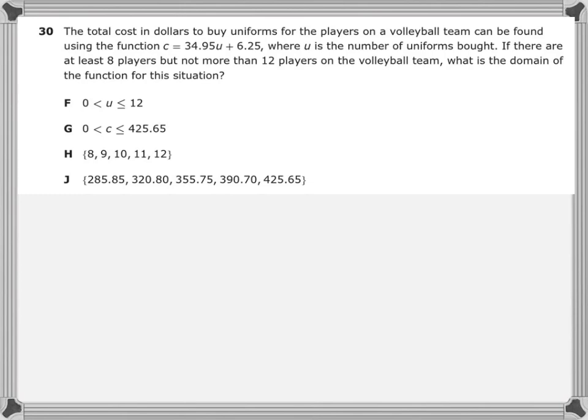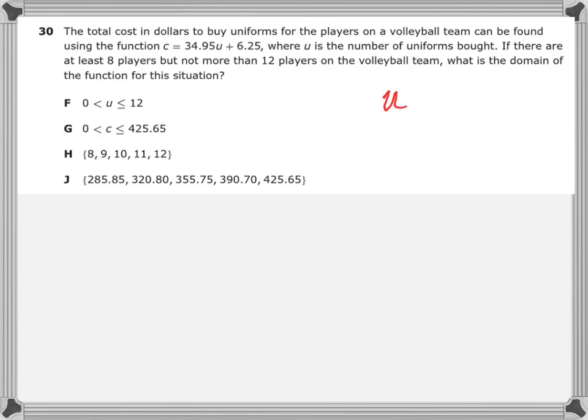Okay, so domain are the possible or logical values of our independent variable, in this case u, and it's wanting to know what would be our domain in this scenario. So I'm going to put u in the middle. We're going to do a compound inequality here. So put u here in the middle, and let's read it again.